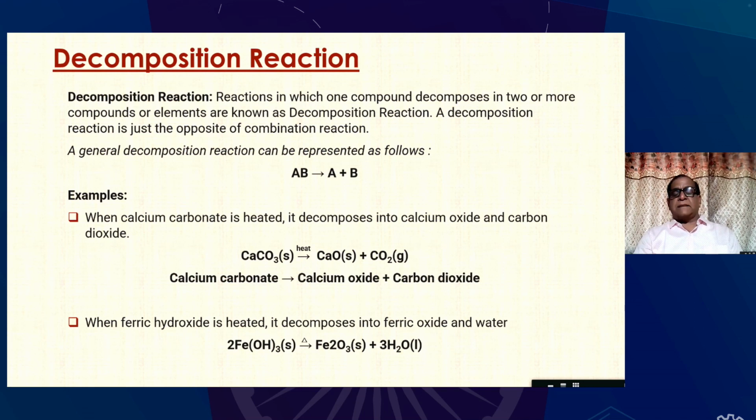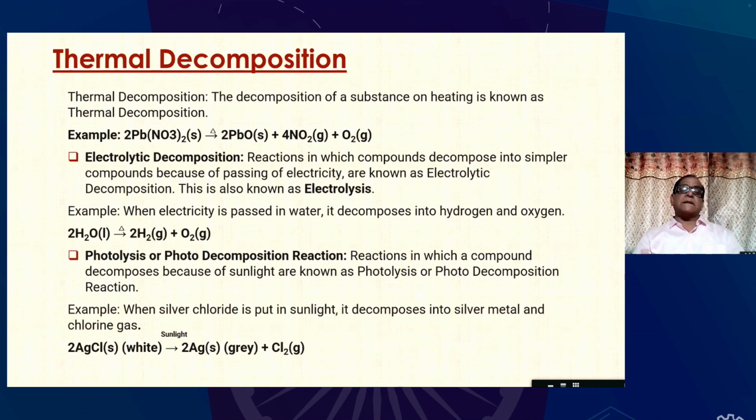When ferric hydroxide is heated, it decomposes into ferric oxide and water. These are examples of decomposition reactions. Now, what is thermal decomposition? The decomposition of a substance on heating is known as a thermal decomposition reaction. For example, if lead nitrate is heated, it leads to the formation of lead oxide, nitrogen dioxide and oxygen.